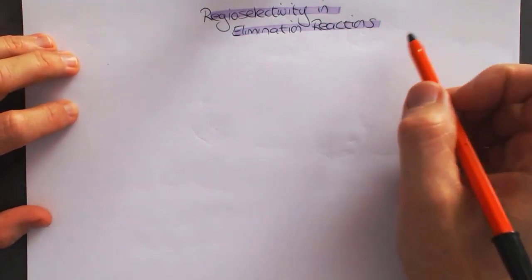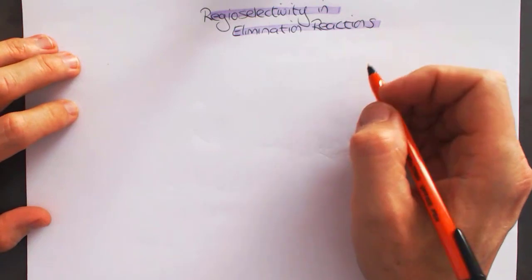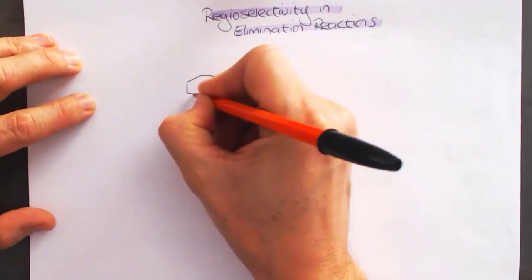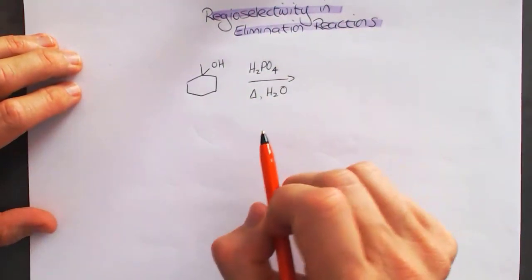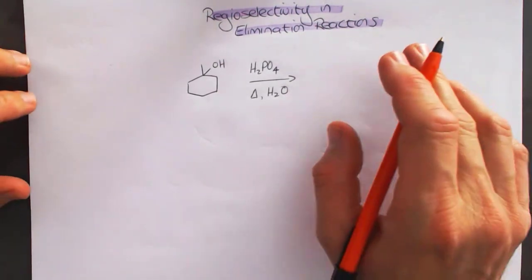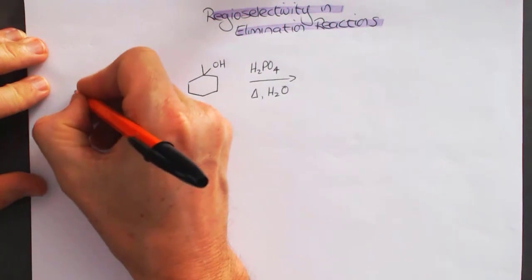Okay, in this lecture, I just want to have a look at the regioselectivity in elimination reactions. And to do that, let's just look at an example of a dehydration reaction. So this is it. If we look at a reaction like this, and I said it's going to be a dehydration reaction, but of course we should have been able to work this out. So that's obviously a type of dehydration reaction.